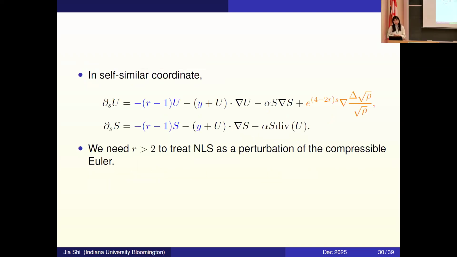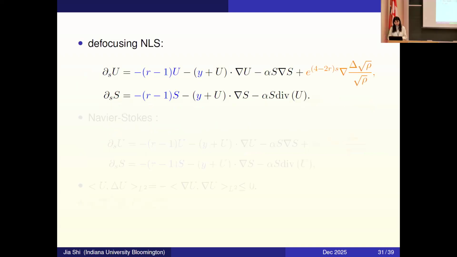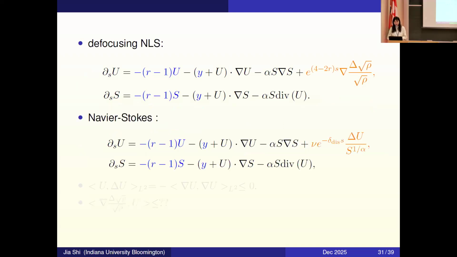So then the same thing happens: run the self-similar coordinate argument, and the extra term picks up a self-similar effect. So in this case, it's 4 minus 2r as the coefficient. And you have to make sure the small r is greater than 2 to treat it as a perturbation. And so that's why they can only do dimension greater than or equal to 5, because whenever dimension is less than or equal to 4, there's no way you can choose r greater than 2.